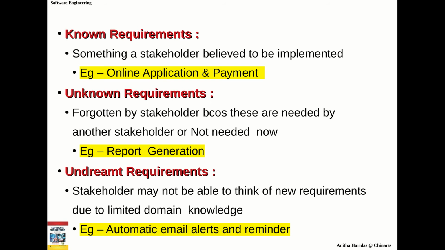Whereas an unknown requirement may be forgotten by the stakeholder because the particular requirement is not needed by that stakeholder, or it is not required for the time being, then it is called an unknown requirement. For example, one of the stakeholders is the customer, as we have seen. So the customer says that I want online application and online payment, because it becomes the known requirement.